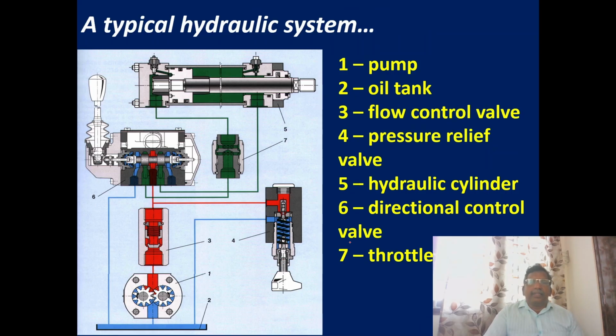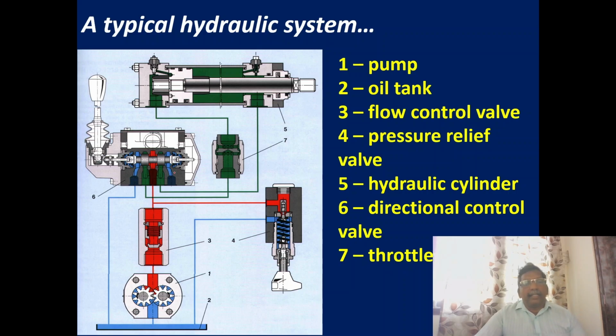Okay. It's one of the typical hydraulic systems, how it will be. Here we have a pump, a gear pump. We have an oil tank. From the oil tank, we are pumping oil, and it is diverted to the flow control valve, then to the direction control valve. In between, we have a pressure relief valve. It will monitor the system pressure. If anything happens, it will divert the flow to the reservoir.